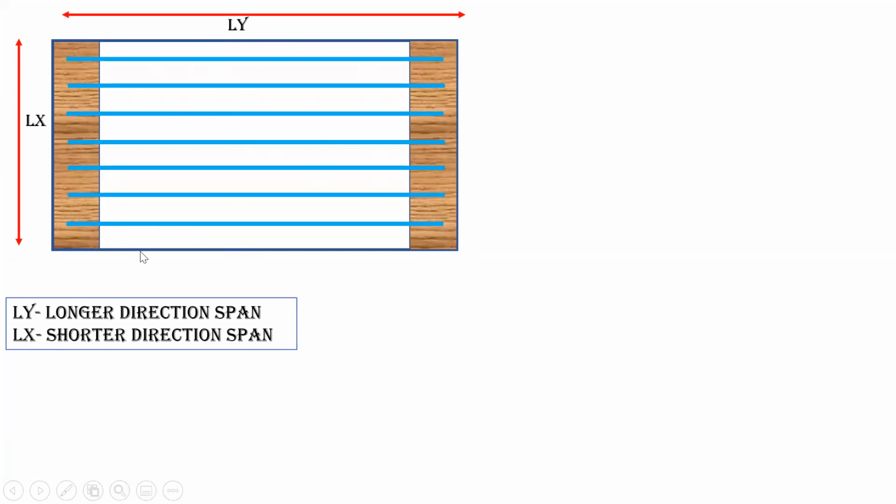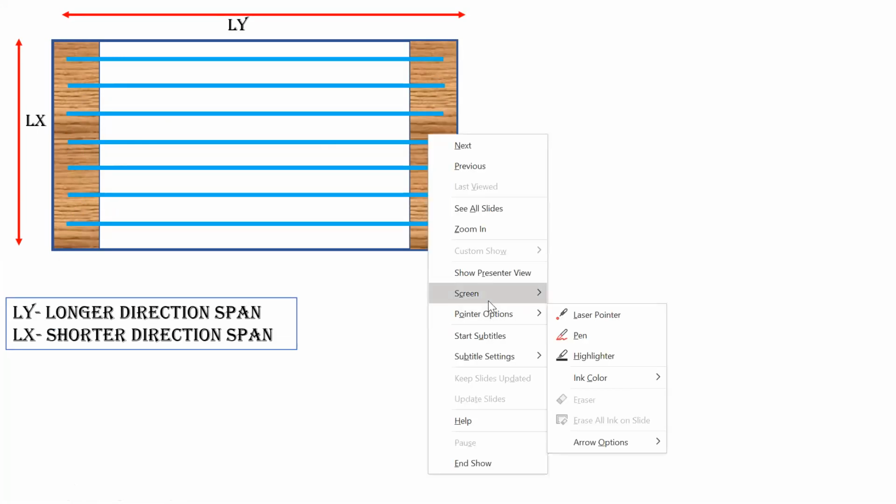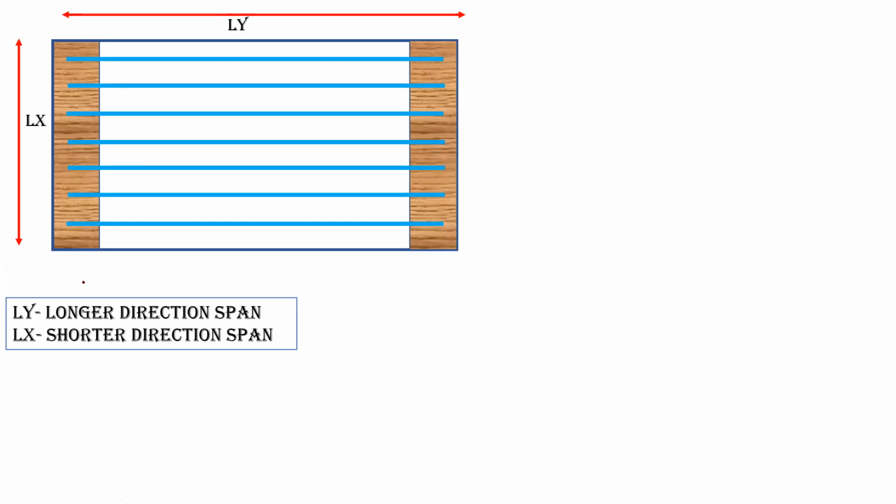So how is the slab going to bend? The slab is going to bend in this direction, right? As we saw now, the slab is going to bend in this direction. Whereas in this direction, the slab is not going to bend, since this support is going to stop it from bending. So this slab can bend only in this direction.